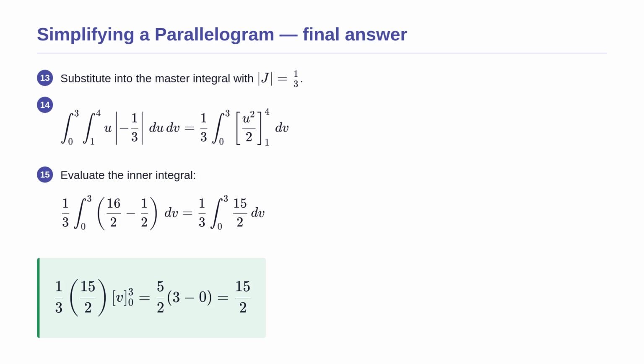Finally, we integrate this constant with respect to v from 0 to 3. Multiplying the fractions together gives us our final answer of 15 halves. By changing variables, we turned a nearly impossible geometry problem into a straightforward calculation.